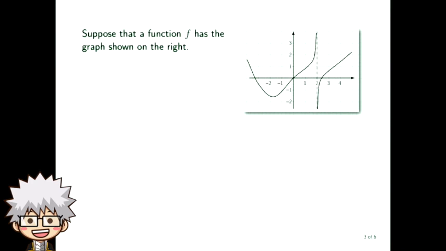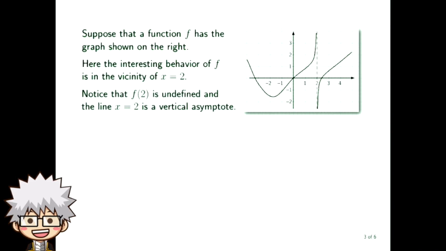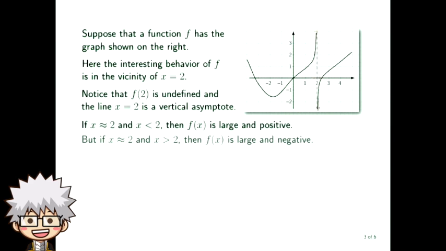Another example. Again, suppose that f is the function whose graph is shown on the right. Here the interesting behavior of f is in the vicinity of x equal to 2. Notice that f of 2 is undefined, and the line x equals 2 is a vertical asymptote. If x is close to 2 while less than 2, then f of x is large and positive. In fact, the closer x is to 2 while less than 2, the larger f of x is. If x is close to 2 while greater than 2, then f of x is large and negative.